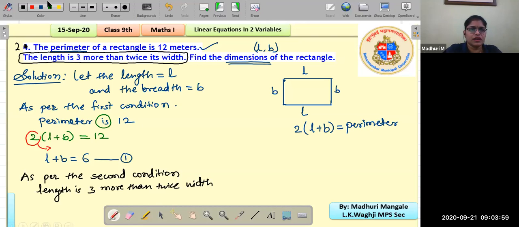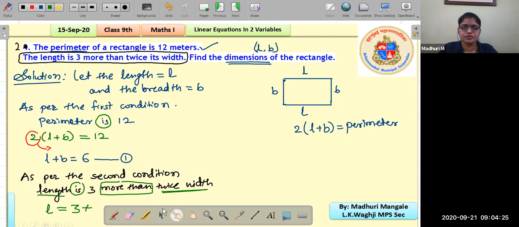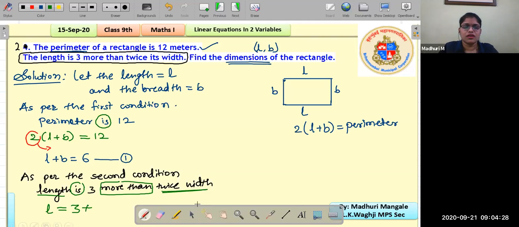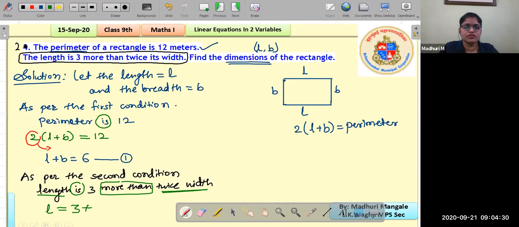Now remember here, is means equals to. Length we have used L, is means equals to, 3 is written as it is, more than. What symbol would be used for more than? Think, students. Yes, it will be addition. More than means addition. And then we can see twice the width or twice the breadth. Twice means 2 times. So, twice of breadth, that will be 2B. That is how we got the second equation.